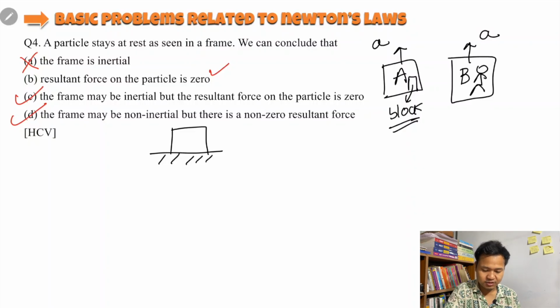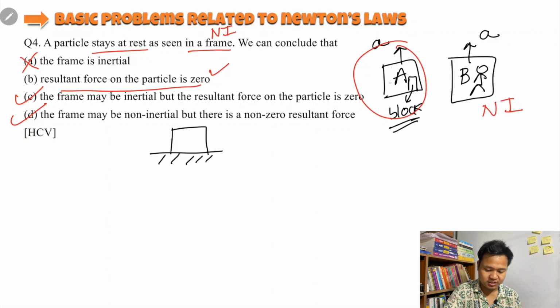From the fourth option, you can see that it stays at rest in a frame. It is also possible that the frame is non-inertial. If the frame is non-inertial, then is the resultant force on the particle equal to 0? Is it possible? If the frame is non-inertial, the resultant is not equal to 0. Resultant force is not equal to 0. So there is a case when this option is wrong.